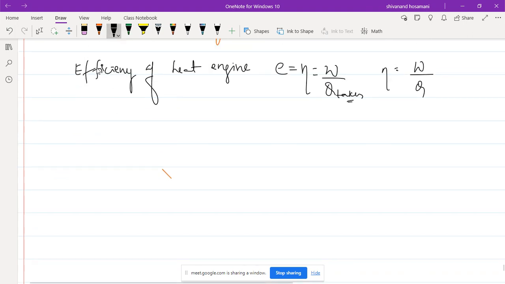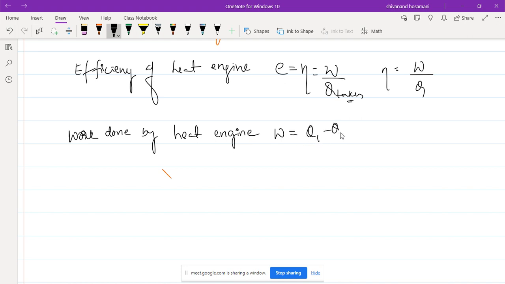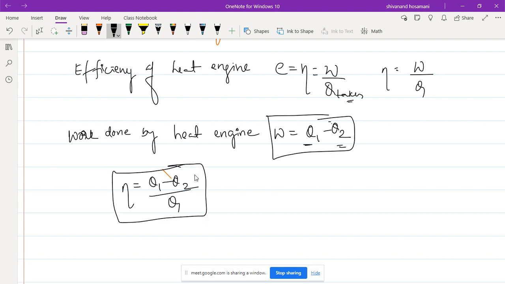W is equal to Q1 minus Q2, because the difference between the two always gives the work done. Then efficiency is equal to Q1 minus Q2 divided by Q1. So that is exactly what is defined as the efficiency.